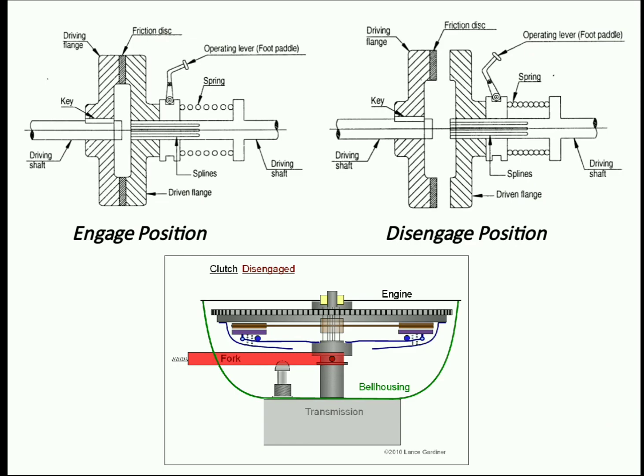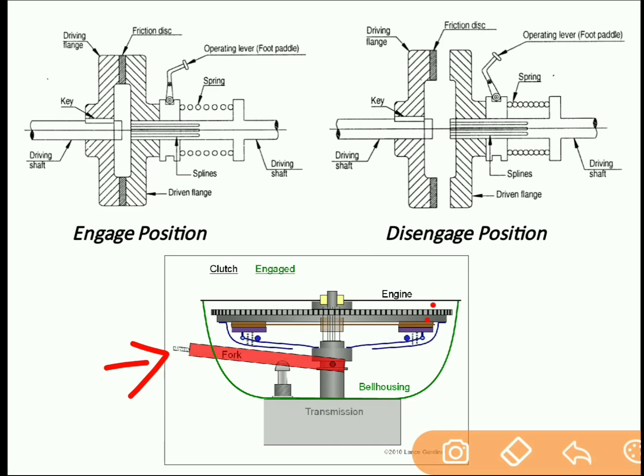This is one more animation which shows that when force is applied on this fork, these two discs will get disengaged, and when you release the fork, it comes to the engaged position.